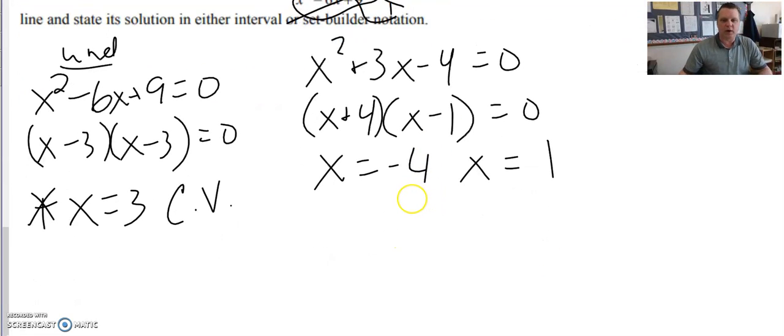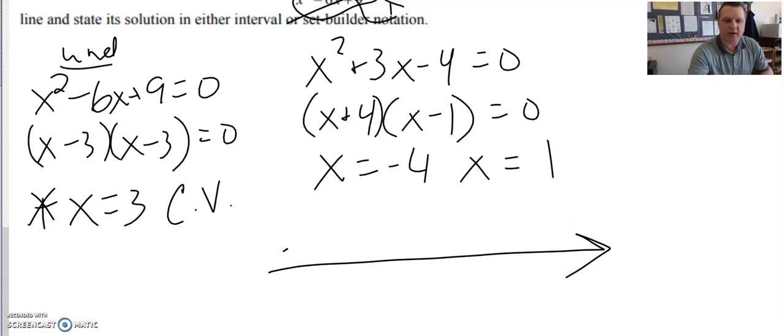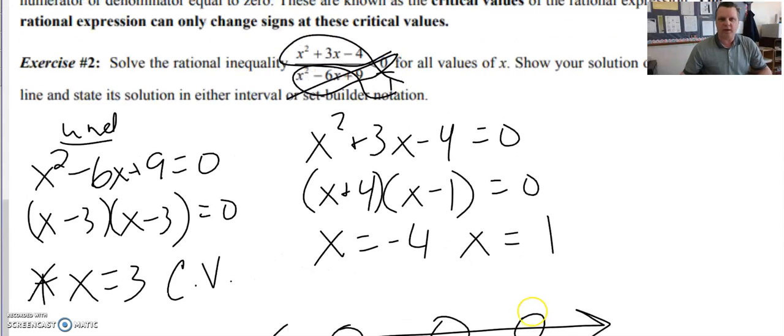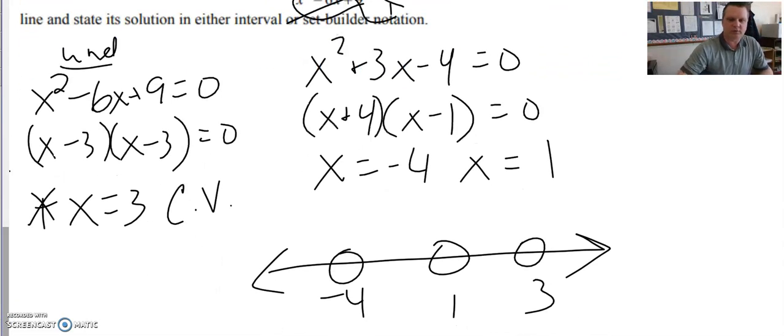Okay? When we do our number line to test this, here's your number line. We have -4, we have 1, and we have 3. They are not colored in because of this way up here, right there. It's a less than. Since it is not less than or equal to or greater than or equal to, we do not color in any of those circles. So to test, we have to go back to our calculator.